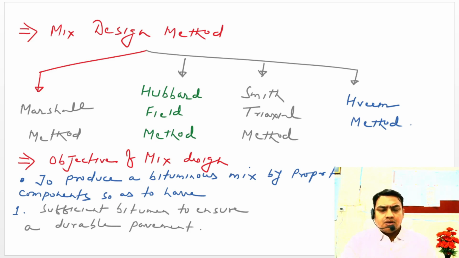And then I will discuss another type of mix design, that is the Hubbard field method, and then the Smith triaxial method, and the Hveem method. So what are the different objectives of the mix design? The first objective, that is very much important, is to produce a bituminous mix by proportioning various components so as to have sufficient bitumen to ensure a durable pavement. So, sufficient bitumen quantity to ensure a durable pavement.